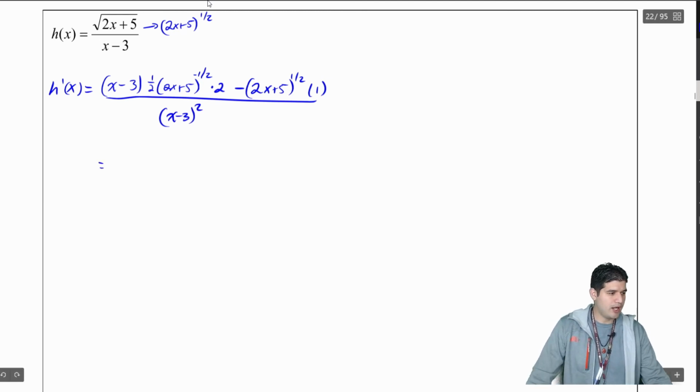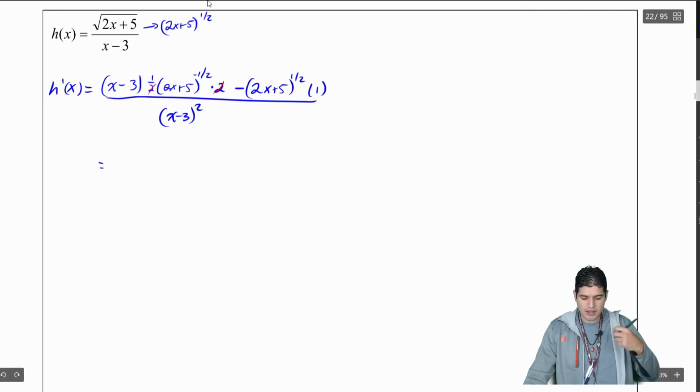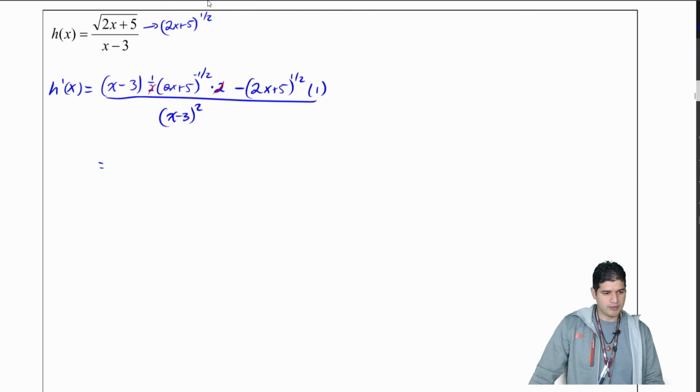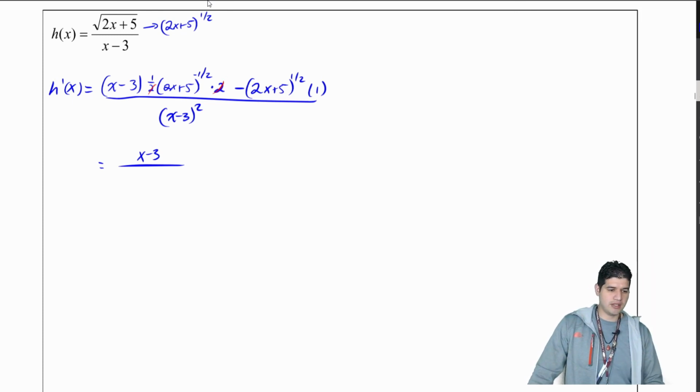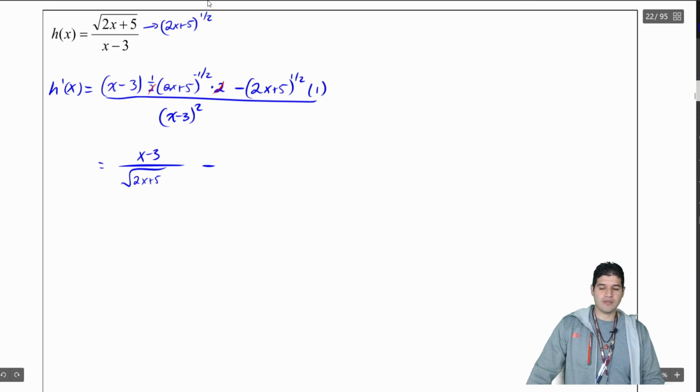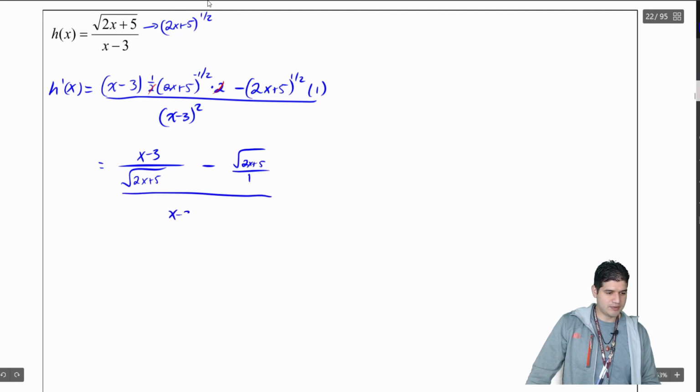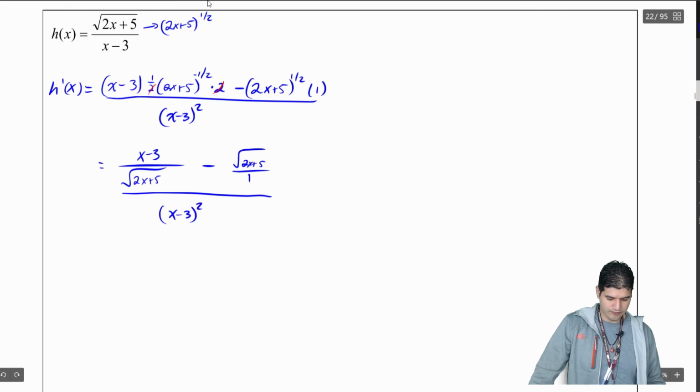Okay, so what I notice as I'm doing this is that these 2's are going to divide out. And I'm going to do a lot of work in this numerator. All right, so I'm going to get x minus 3. And the 2x plus 5 with the negative 1/2, that's going to go into the denominator of that fraction in the numerator. So 2x plus 5, the square root of that. Minus, and then over on the second part of that numerator, I'm just going to get the square root of 2x plus 5, kind of just like over 1 right there. One big fraction, x minus 3 squared.